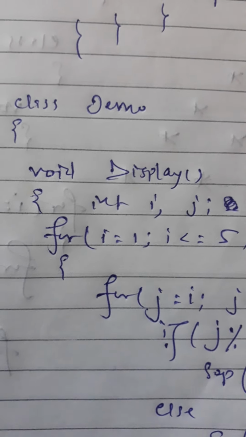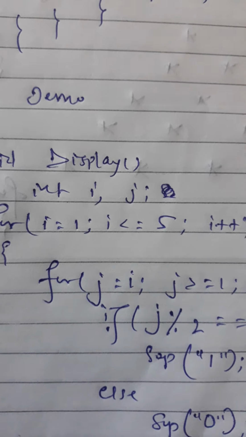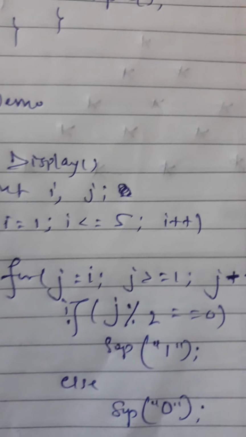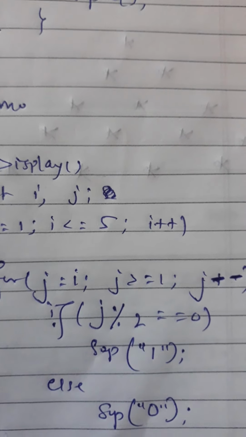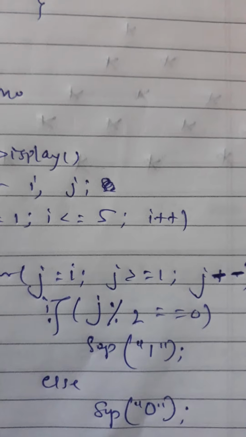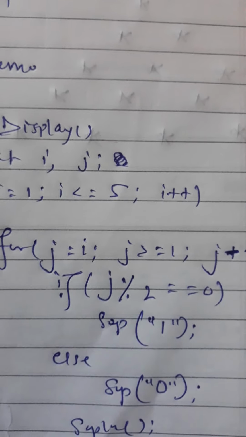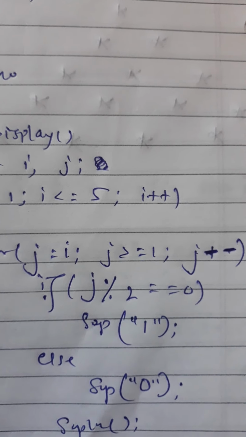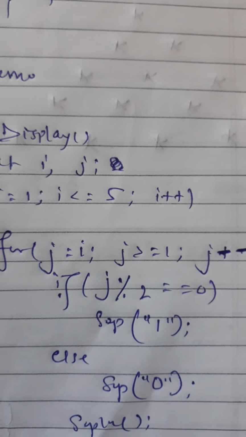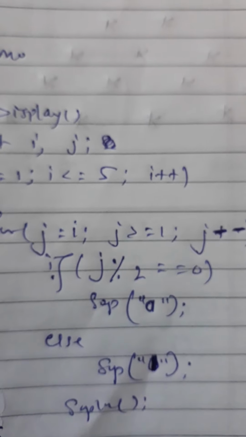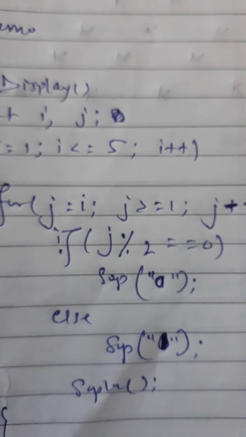Now see the solution of this question. Class demo, void display, integer i comma j. The first loop starts from 1, less than equal 5, and the second loop starts from j equal i, j is greater equal 1. So this will execute from 1 to 1, and right now the condition is false for the if condition. So first time else will execute, and the value 1 will be printed.